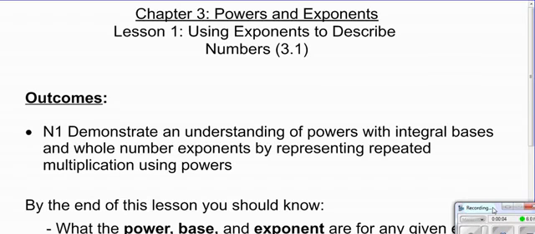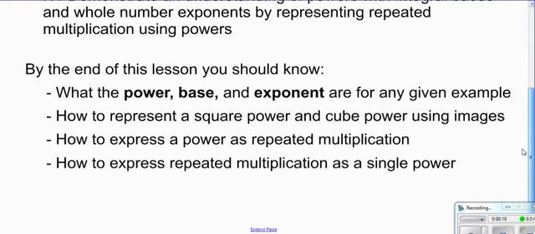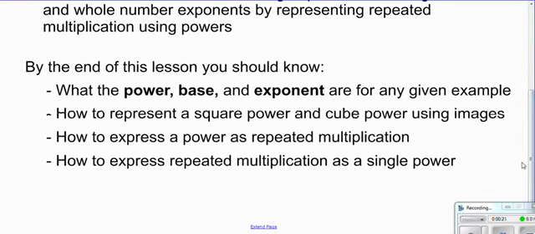All right, guys, this is your first lesson for Chapter 3, our second unit. We're going to look at powers and exponents, and we're going to start by using exponents to describe numbers. So the first couple things that we need to look at are some keywords. We are going to know what a power is, what a base is, and what an exponent is by the end of this lesson.